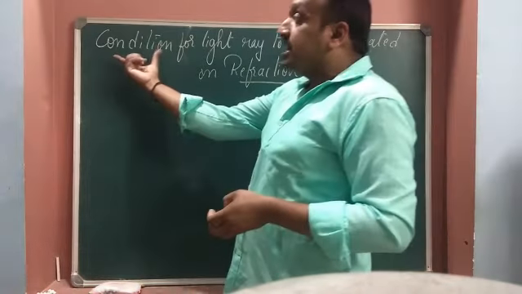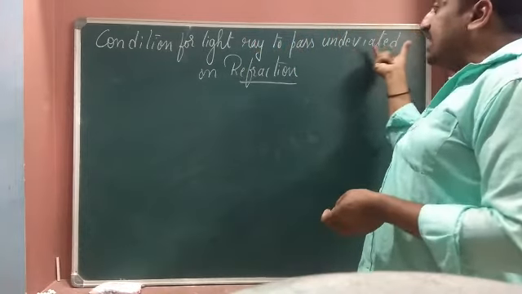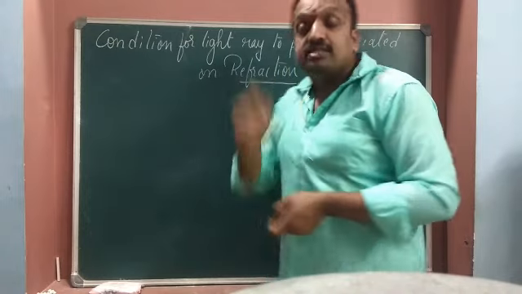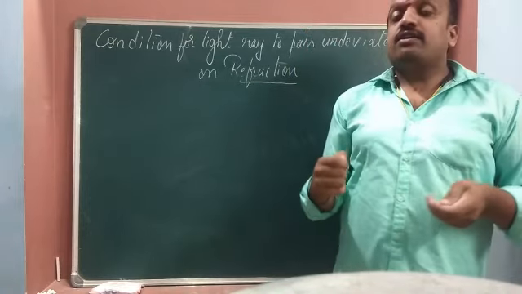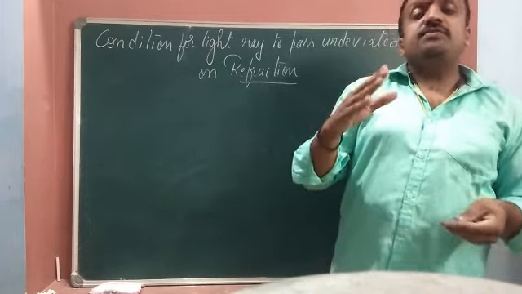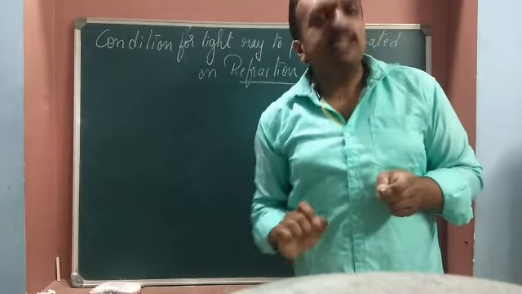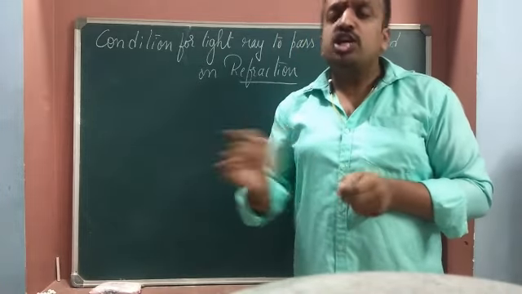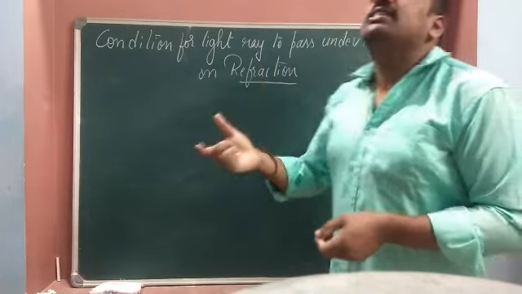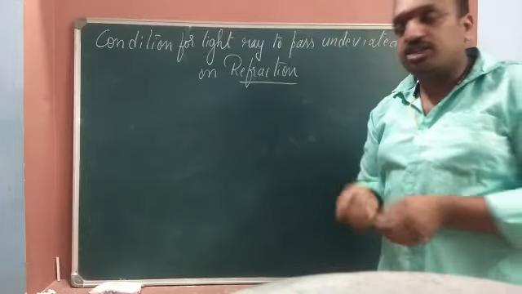Yeah students, now listen. Is there any condition for the ray of light to pass undeviated on refraction? I said in the beginning, when the ray of light is passing in a transparent medium, it will change its path, meaning it will deviate. Is there any condition for the ray of light during the refraction that it should not change its path? Yes, it is there. There are two conditions.